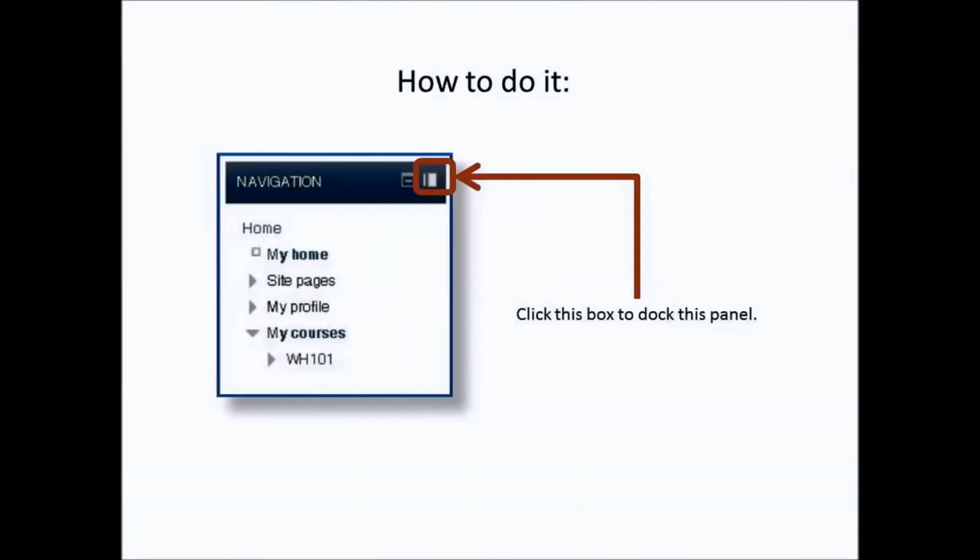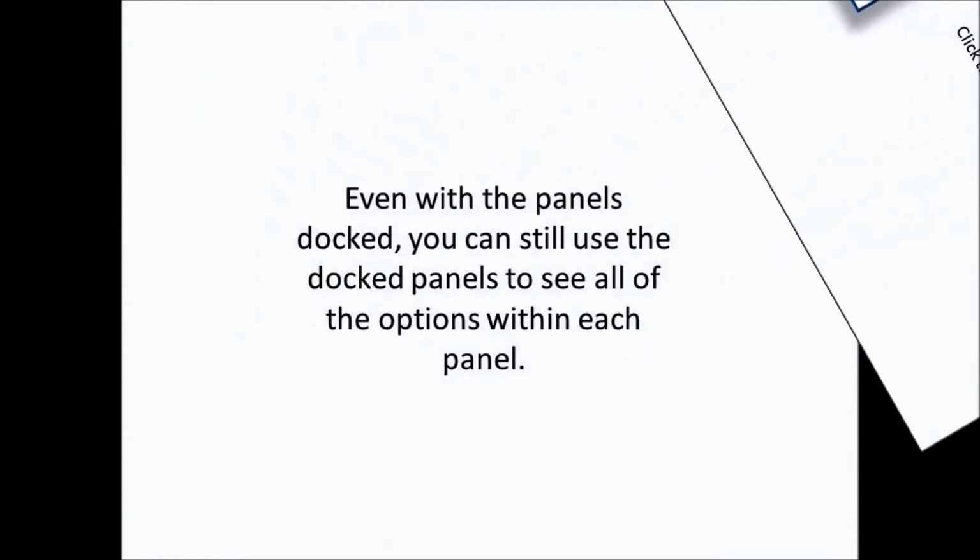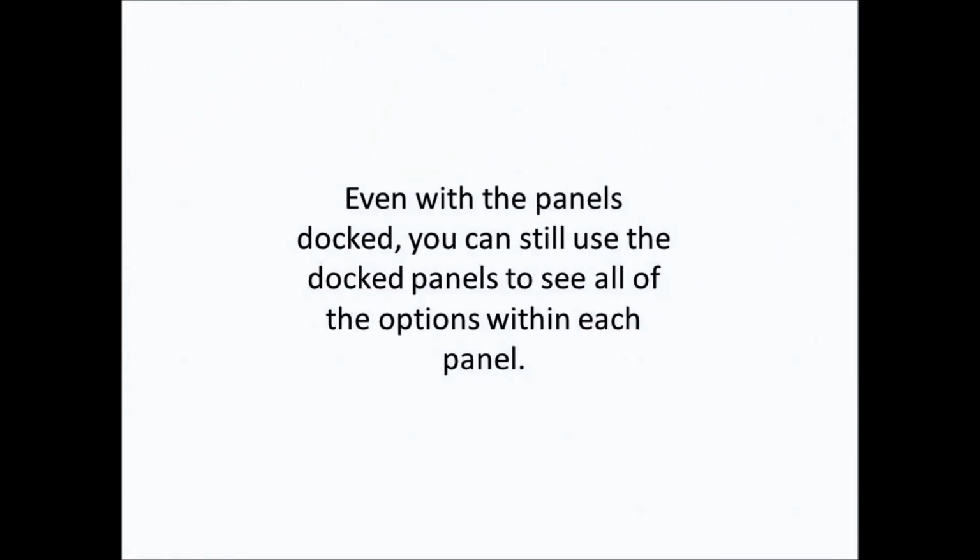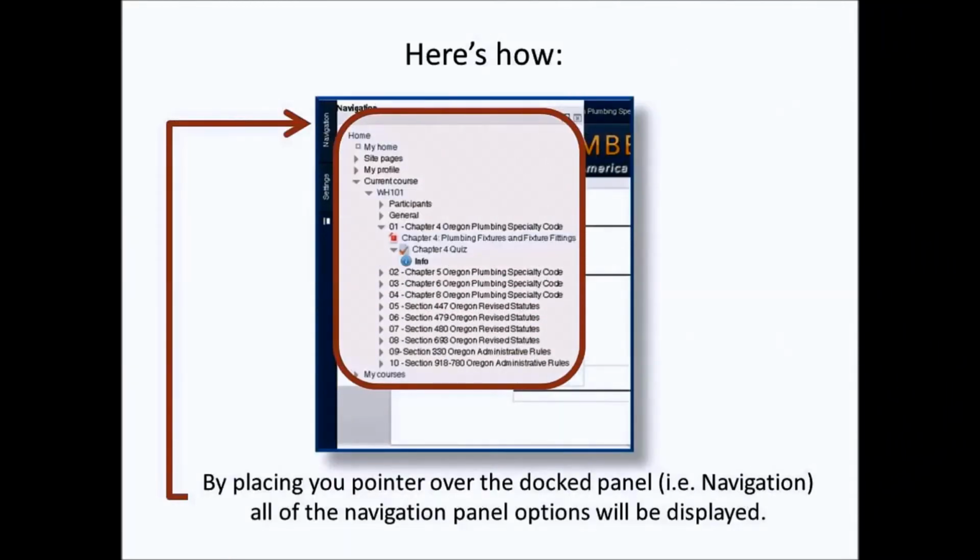How to do it. Note in the navigation panel there's a small icon. On the screen it's indicated in the red square. By clicking that icon, you can dock your panel. Even with the panels docked, you can still use the docked panels to see all of the options within each panel. Here's how. By placing your pointer over the docked panel, for instance the navigation panel, all of the navigation panel options will be displayed.